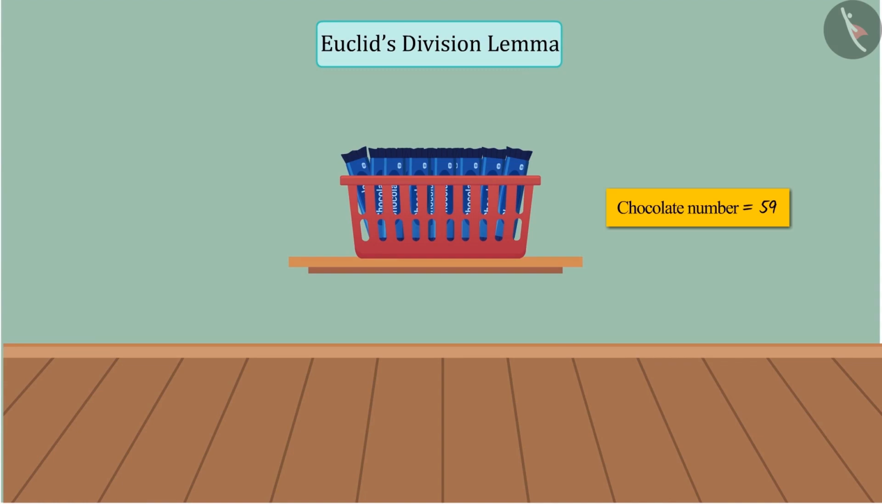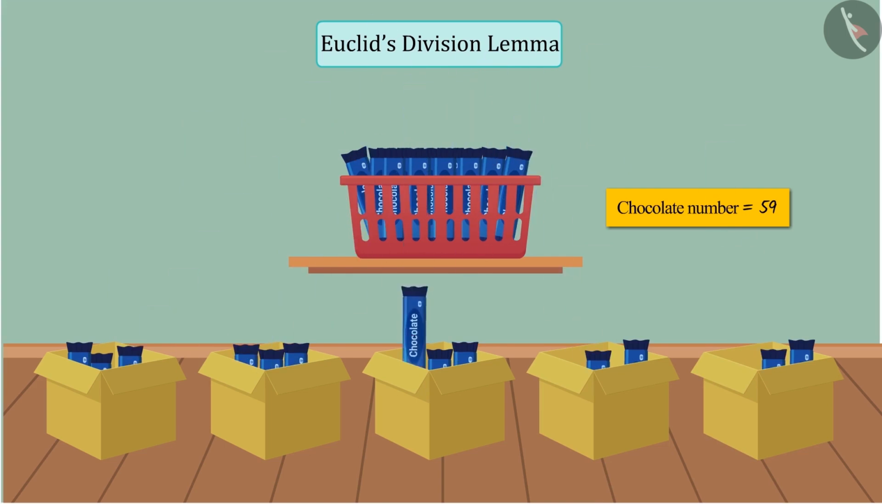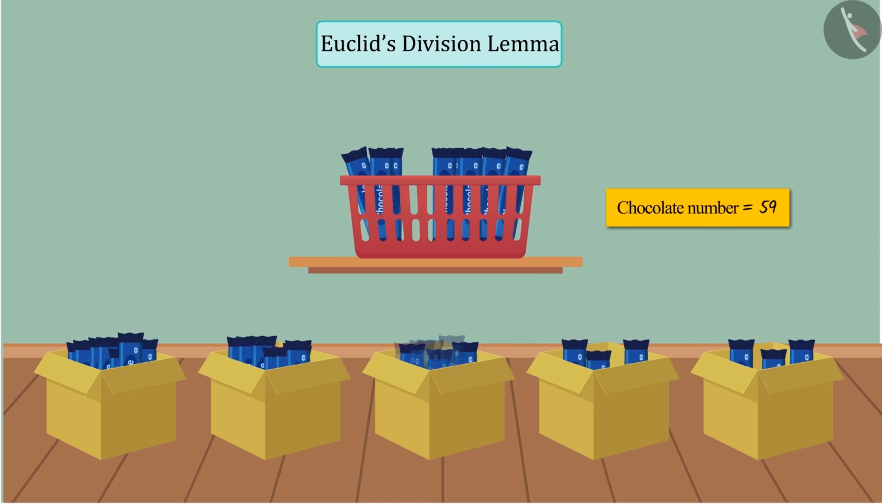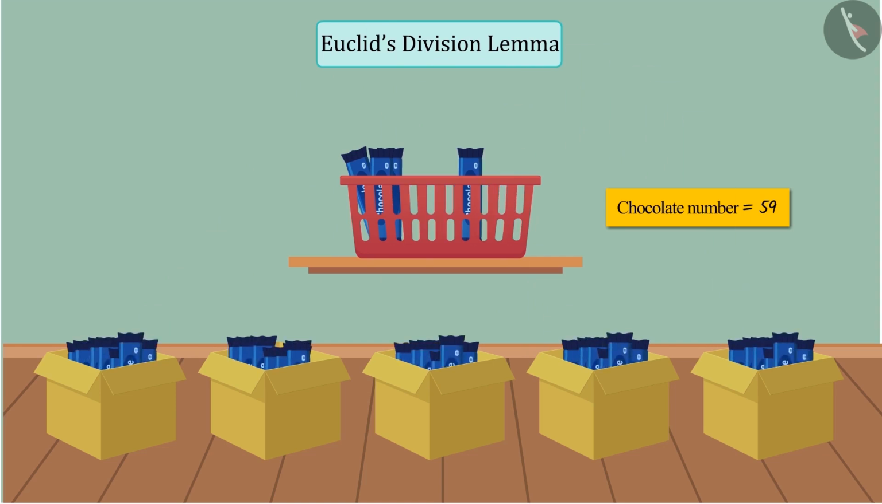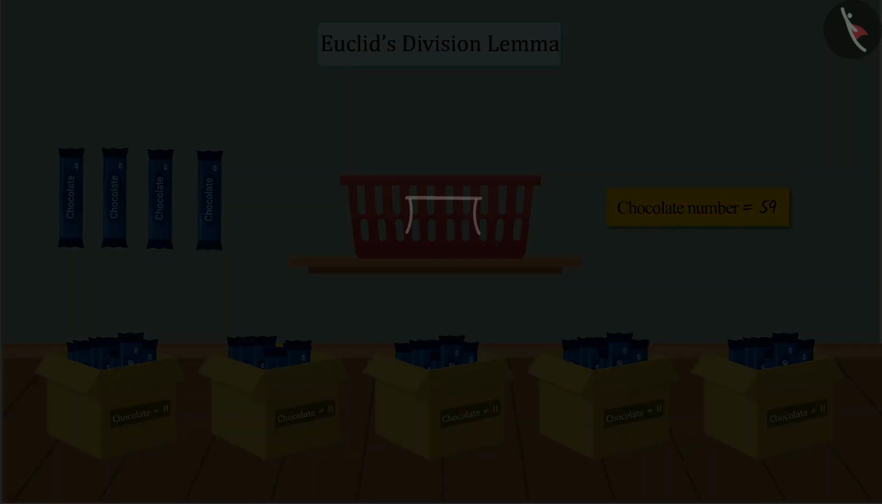Now if you want to keep the same chocolates in 5 boxes instead of 3, such that there are an equal number of chocolates in each box, then what will you do? Well done! Now we have 11 chocolates in each box, while 4 chocolates still remain, which we represent in this way.